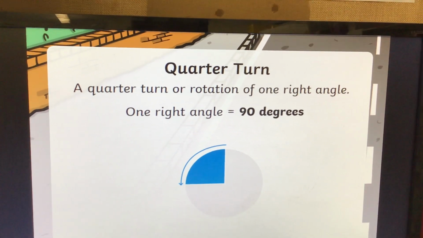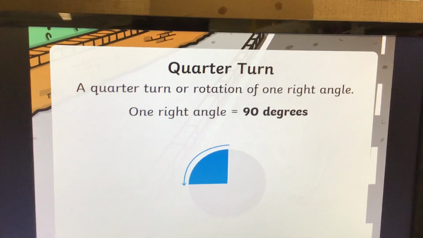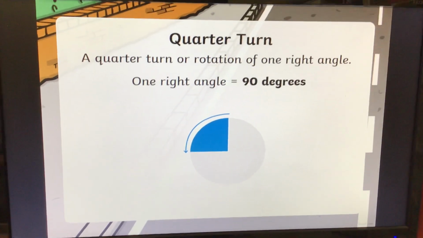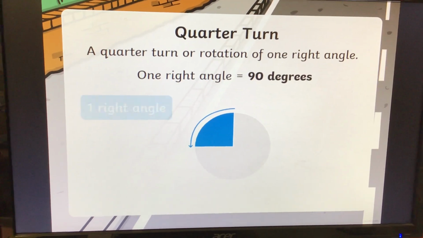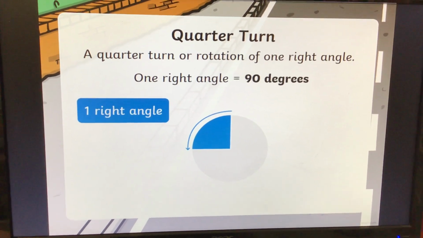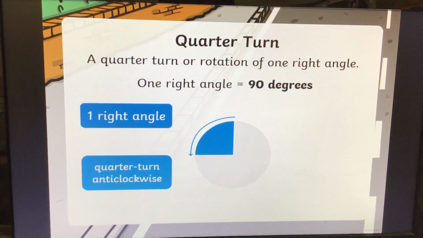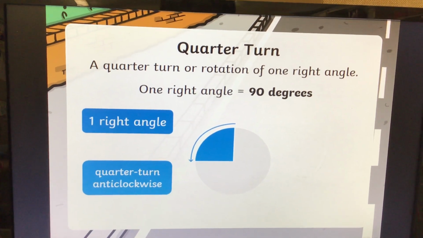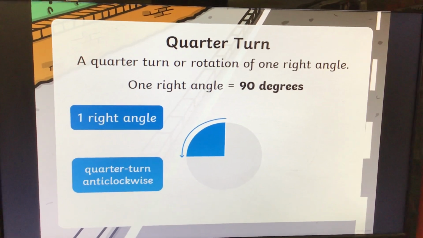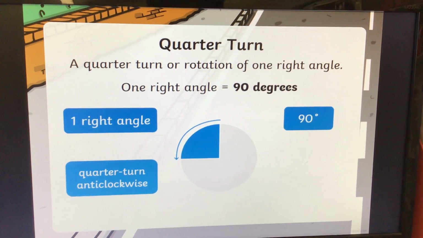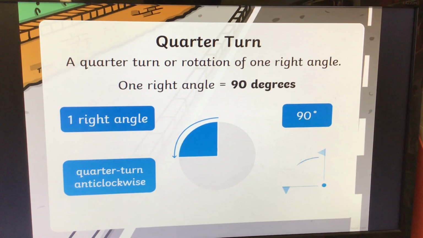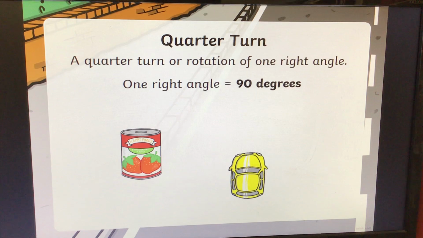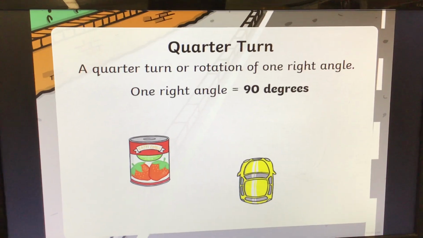A quarter turn or rotation of one right angle, there's 90 degrees again. But this time, can you see it's gone the other way, hasn't it? It hasn't gone clockwise. It's still one right angle. This time we call it anti-clockwise, against the way that the clock goes, the opposite to clockwise. It's 90 degrees, and there we can see it move. A quarter turn of rotation of one right angle.